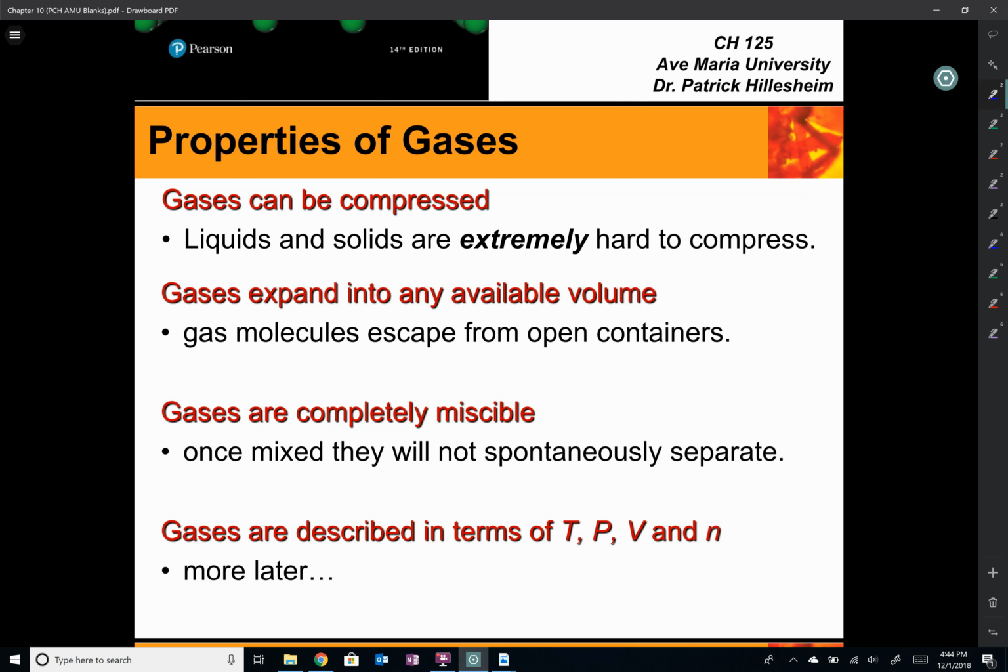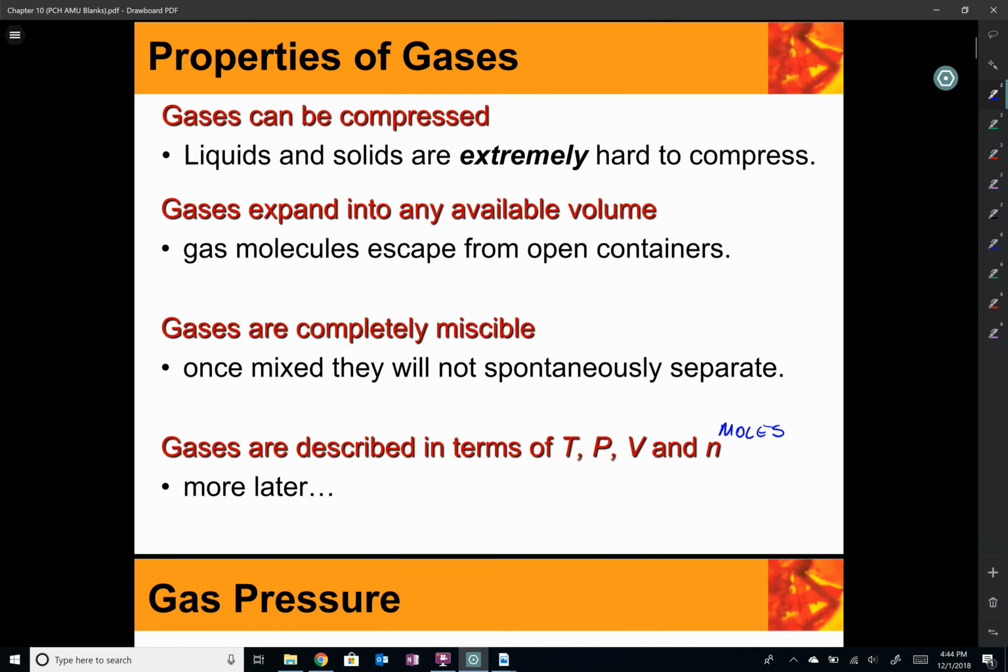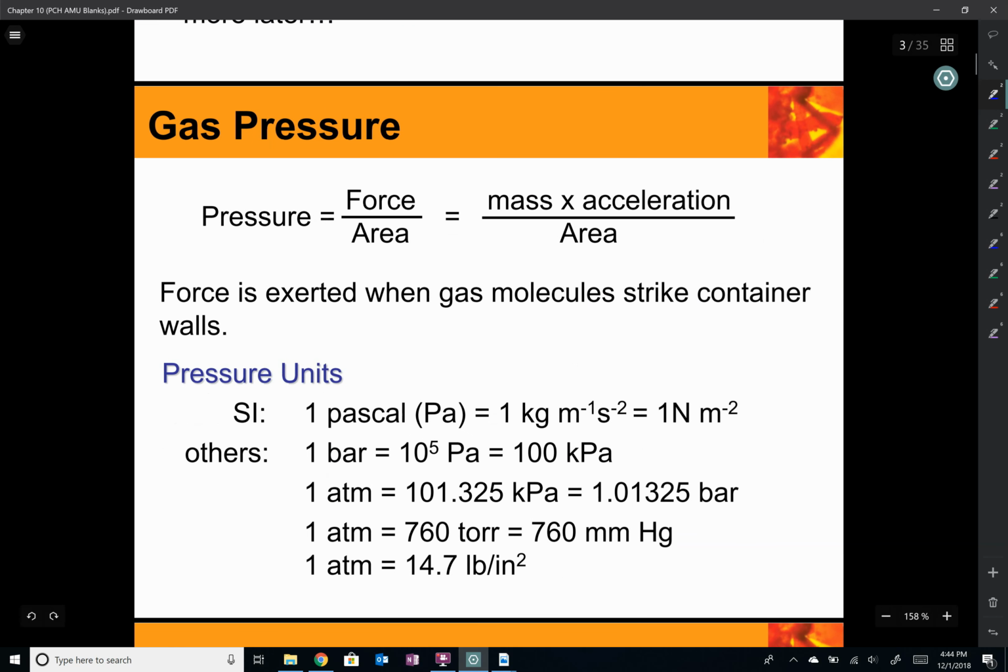And at the bottom point here, we're going to use terms of temperature, pressure, volume, and moles, right? So remember, n is the ever-present moles, right? So we're going to use all these different ideas to come together with some equations to talk about gases. So real quick, what is pressure?